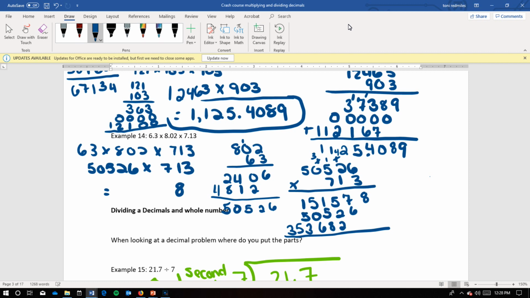First column is 8. This column is 15, so I'm going to carry a 1. This is going to be 9, 10, carry another 1. This column is going to be 12, so 2 and carry a 1. That's going to be 10 again, so 0 and carry a 1. That's going to be 6 and 3. And we said in the beginning that we would count our decimal places, so 1, 2, 3, 4, 5.